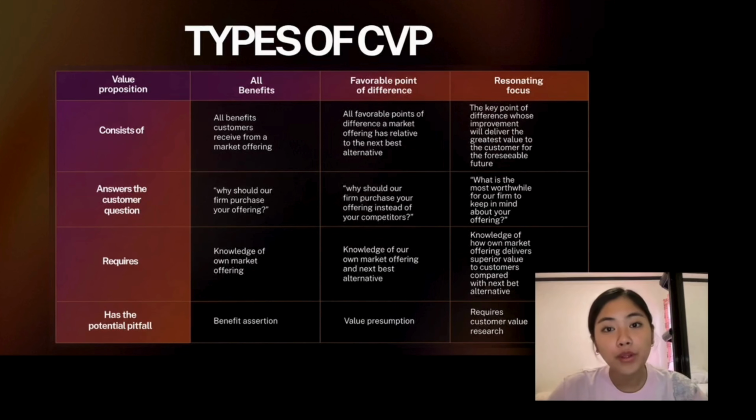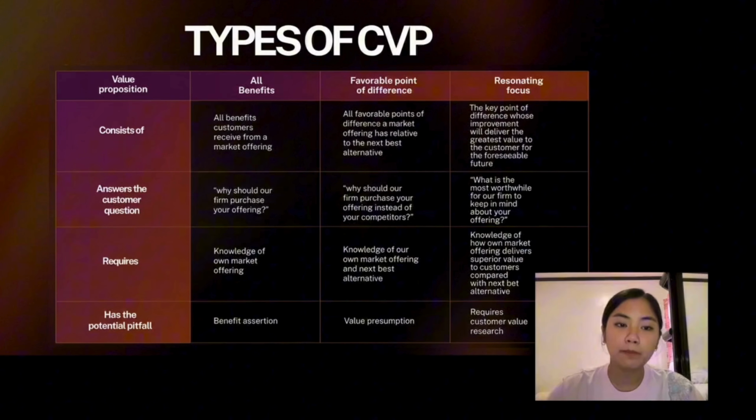It consists of the key point of difference whose improvement will deliver the greatest value to the customer for the foreseeable future. It answers the customer question, what is the most worthwhile for our firm to keep in mind about your offering? And it requires knowledge of how our own market offering delivers superior value to customers compared with the next best alternative. Resonating focus is just about focusing on what the customer really needs and tailor fitting your product to what the customer needs, and indicating the best features of how you could solve the problem of your customer by offering your product or your service.